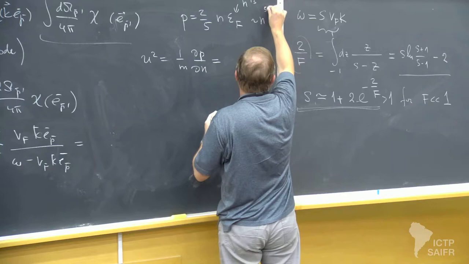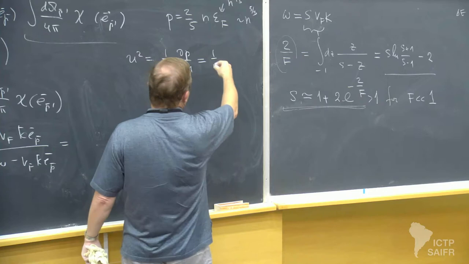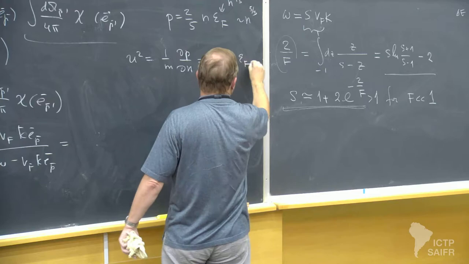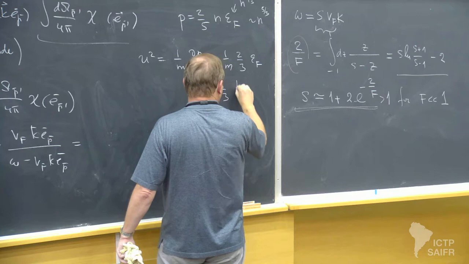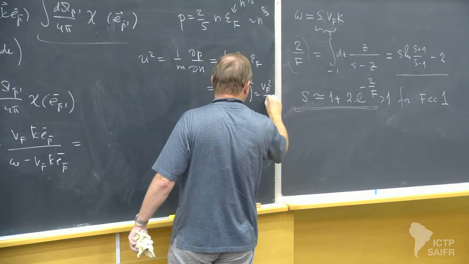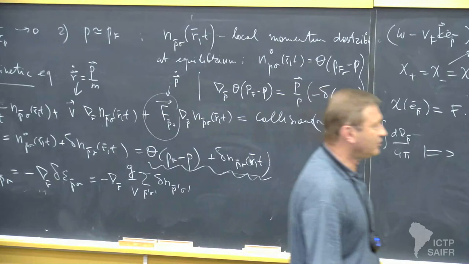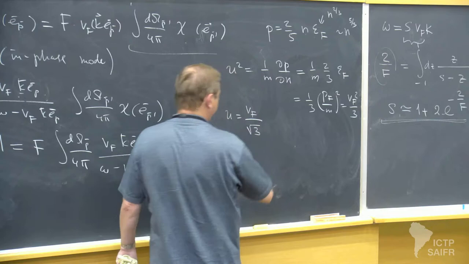If you perform the derivative, you get 1 over m, and here you get 2/3 times epsilon Fermi. One n goes away, and what is left is this. If I put it here, I will get 1/3 P Fermi over m squared. It is v Fermi squared over 3. If you had thermodynamical sound, its velocity would be V Fermi divided by the square root of 3. That would be our thermodynamical sound for the ideal Fermi gas if it existed.